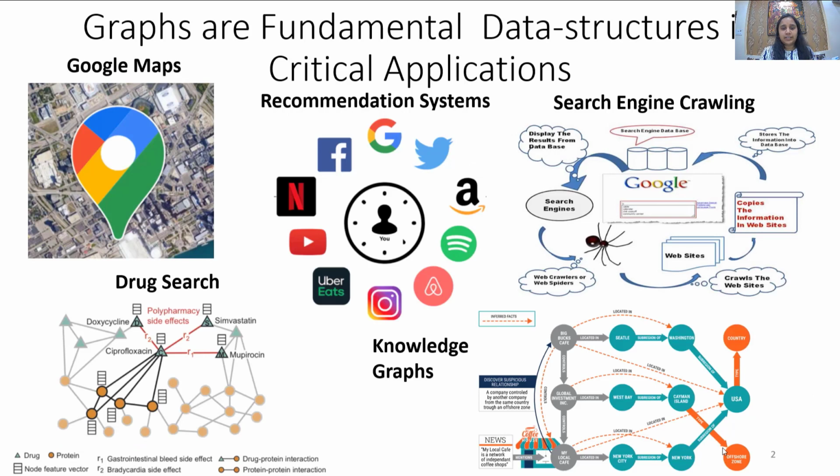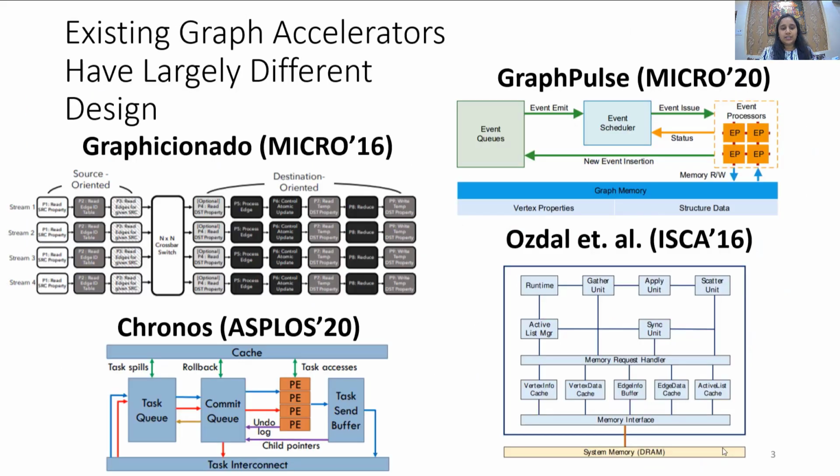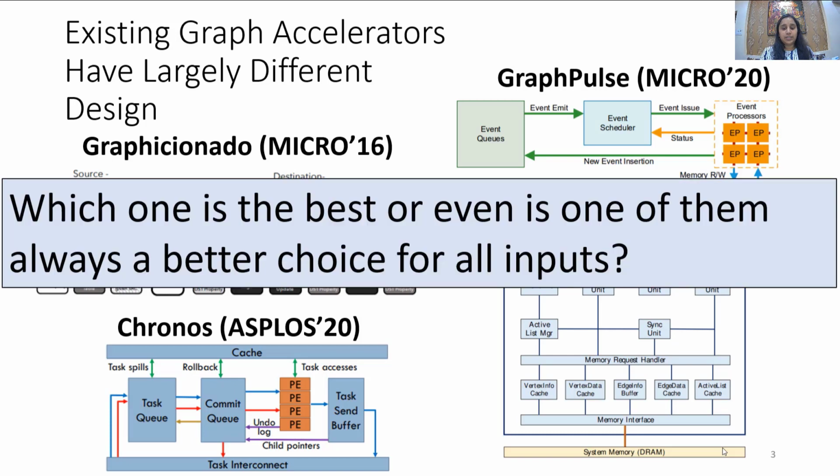Graphs are fundamental data structures in many critical applications like Google Maps, recommendation systems, and many more. Motivated by this, there have been significant efforts in designing hardware accelerators for graph processing. However, it is very surprising that even though these accelerators are designed for the same set of input workloads, their microarchitecture design is vastly different. This difference raises the question of which of these accelerators is the best choice, or is even one of them always a better choice for all inputs?